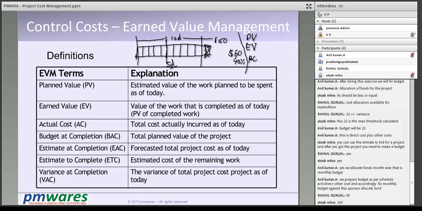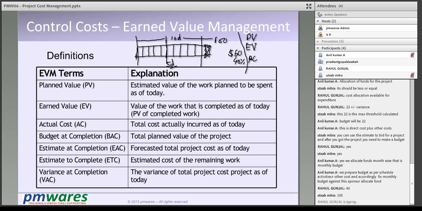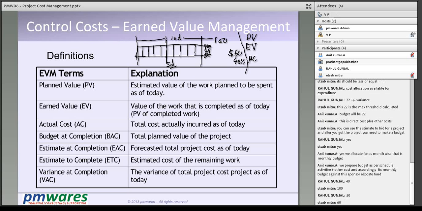No, planned value on the 5th day. I'm talking about the 5th day. I'm not talking about the total cost of the project. I'm talking about on the 5th day, what was the planned value?